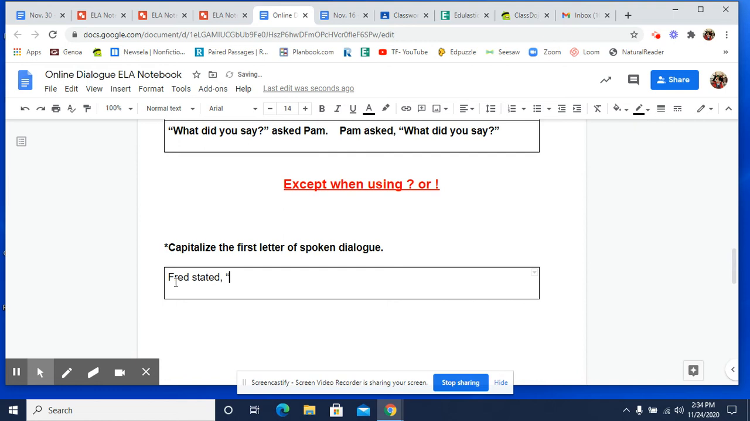Now let's do the quotation marks. I'm, notice I capitalized it. You always capitalize it. I'm enjoying this lesson, period, because it's the end of my sentence, quotation marks. Okay. So the period goes before the quotation marks. And there we have it. Fred stated, "I'm enjoying this lesson."